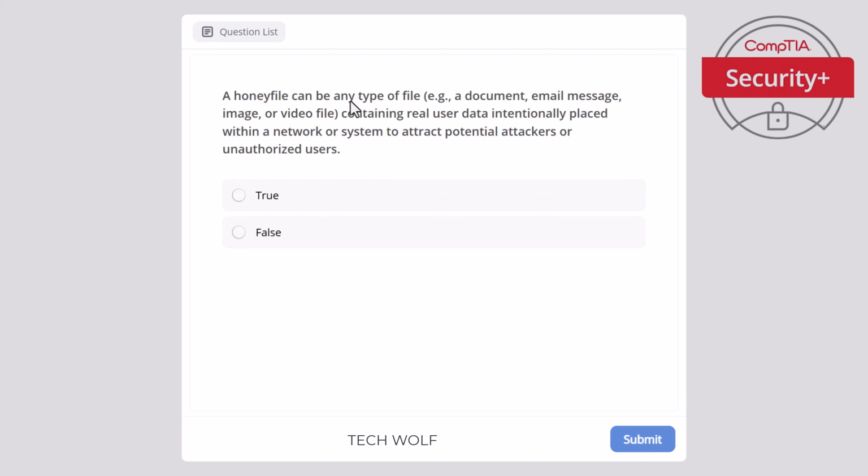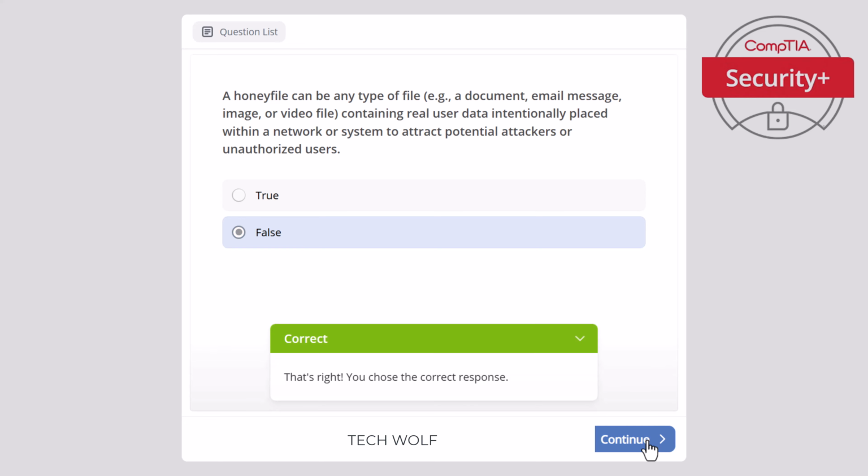A honey file can be any type of file, e.g. document, email message, image or video file containing real user data intentionally placed within a network or system to attract potential attackers or unauthorized users. Is this statement true or false? And this statement is false.